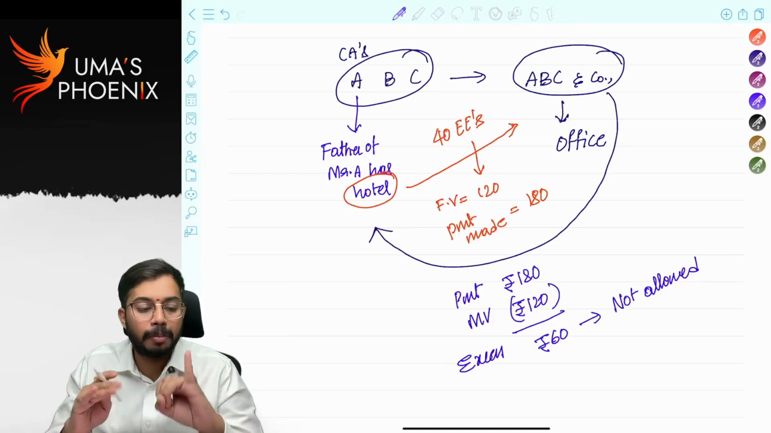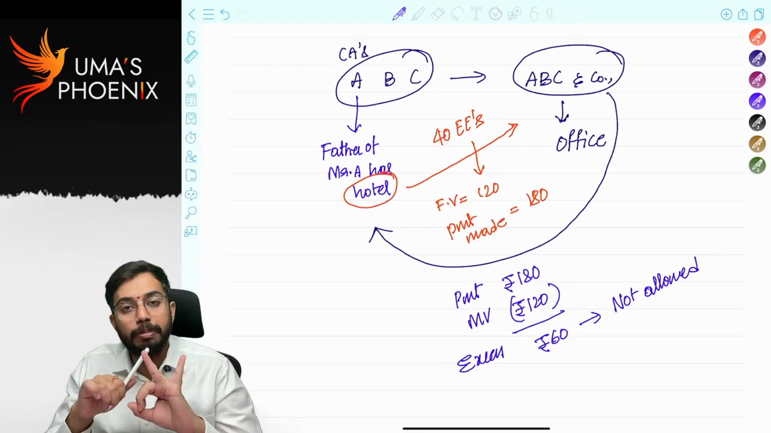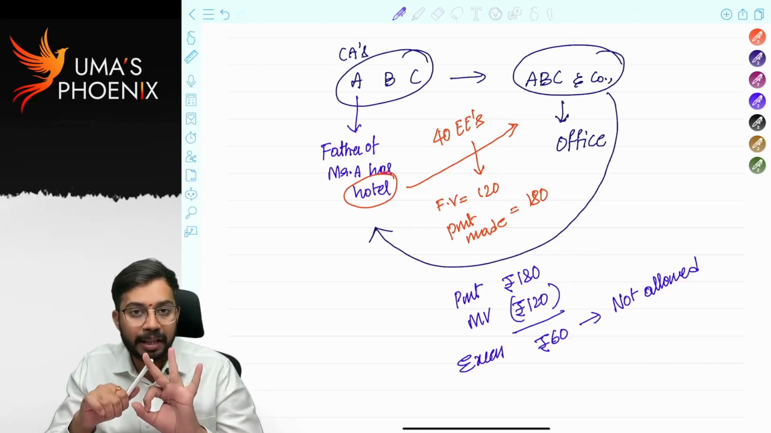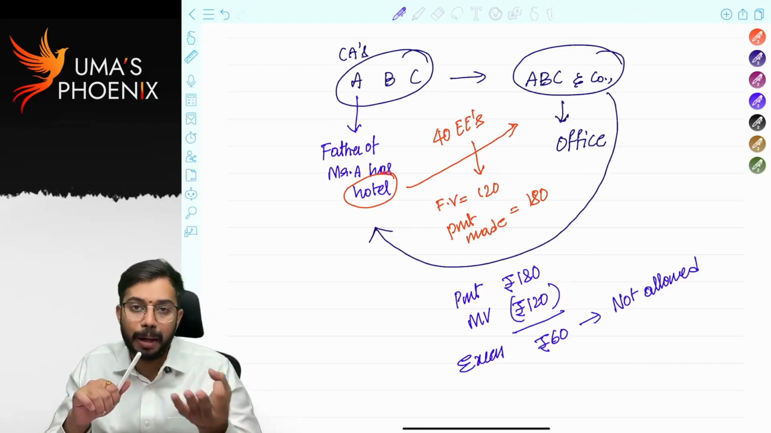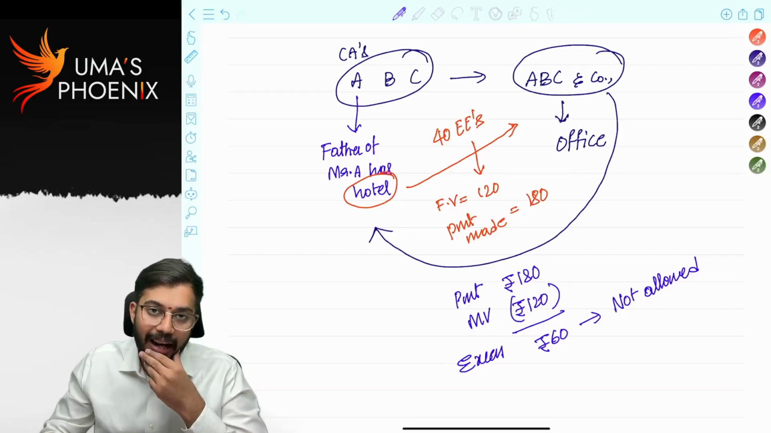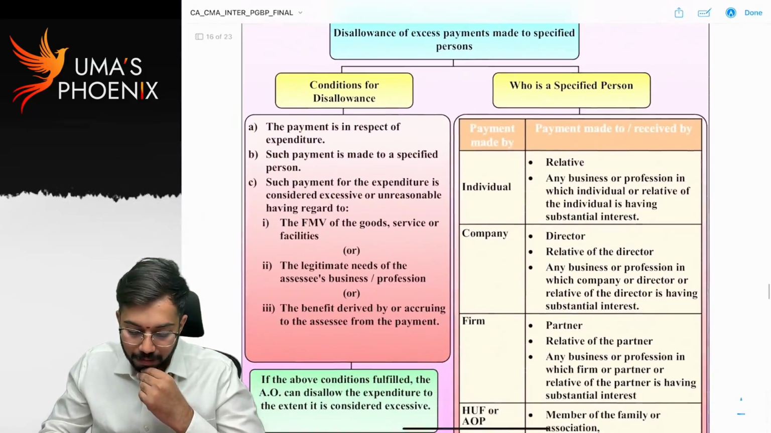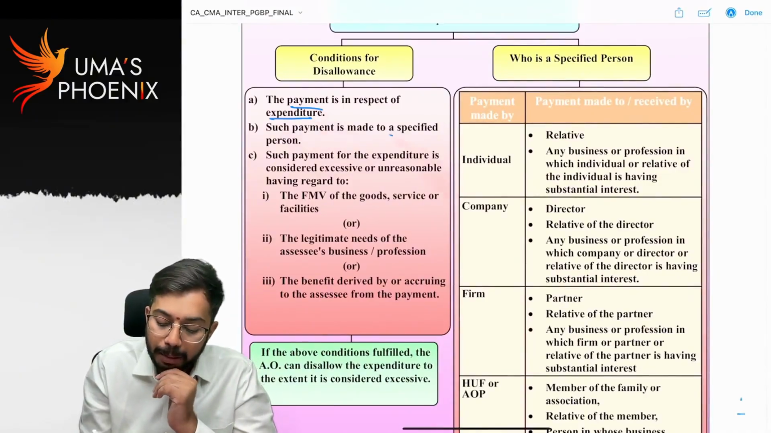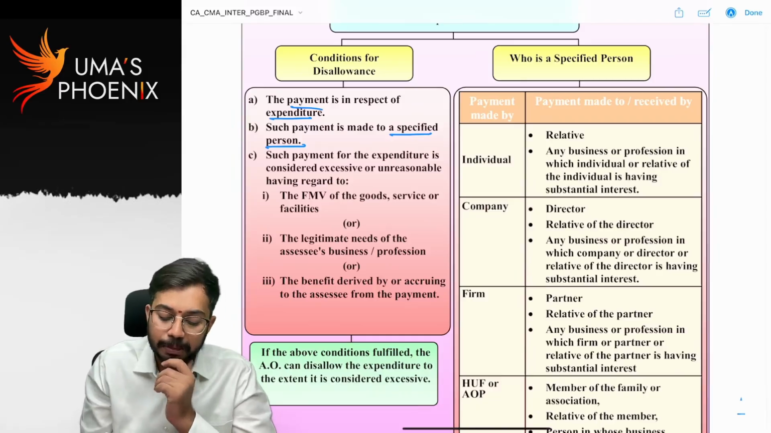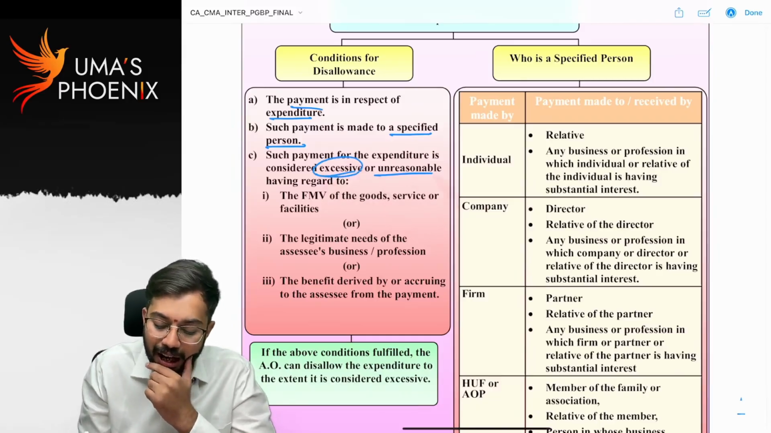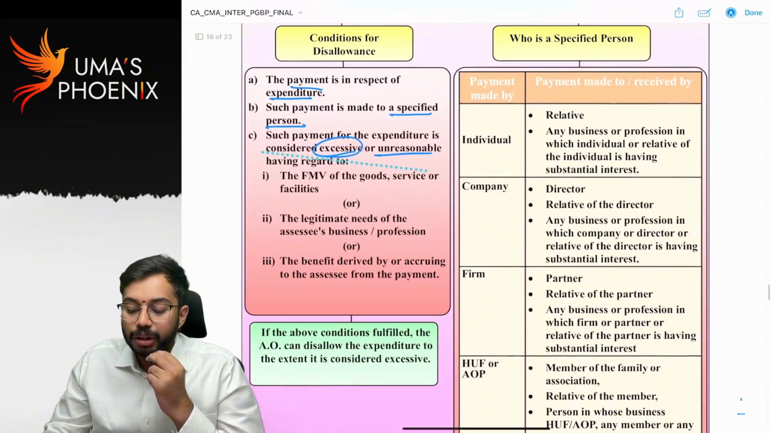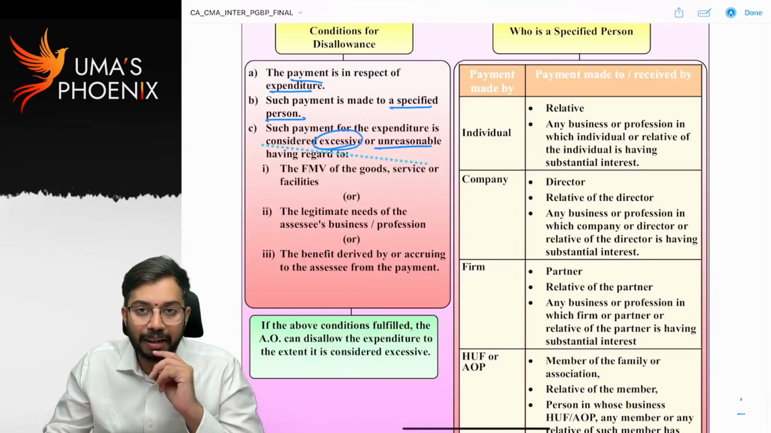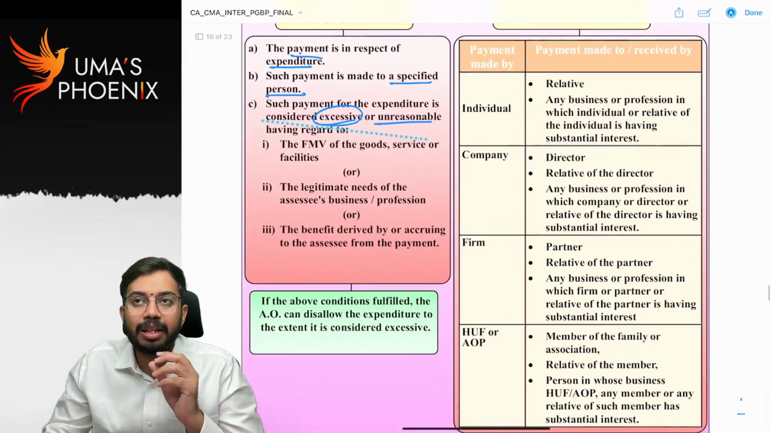So 40A(2) is applicable only for payments, and those payments should be made to a specified person, then only 40A(2) is applicable. And whatever the payment that is made should be an excessive payment, then only the disallowance provisions will get attracted. So payment should be in respect of expenditure. Such payment should be made to a specified person, and such payment is considered excessive or unreasonable. So in this case, whatever the excess payment that is made by the assessee will be disallowed by the assessing officer. Sir, you are saying relative.